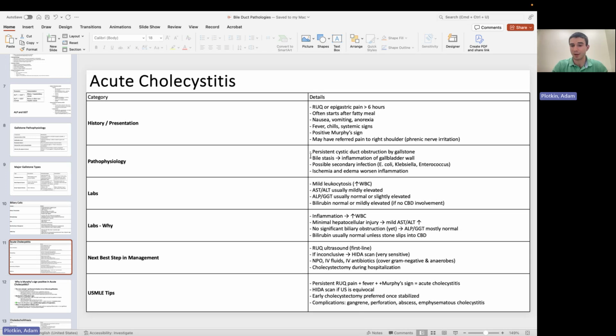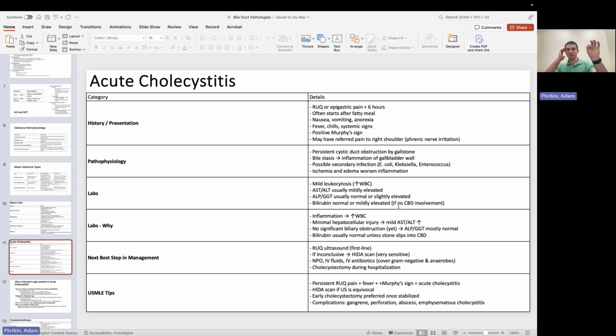So the pathophysiology, again, we've talked about it, but it's persistent cystic duct obstruction by a gallstone. Okay, we get bile stasis, inflammation of the gallbladder wall, and then possibly a secondary infection, classically our GI bugs, like E. coli, Klebsiella, and Enterococcus. We can end up getting ischemia and edema that can worsen the inflammation. So again, in these patients, we're going to see a mild leukocytosis. The AST and ALT are usually mildly elevated. The ALP and GGT are usually normal or just slightly elevated. And then the bilirubin is normal, or mildly elevated, if the CBD is not involved, right?